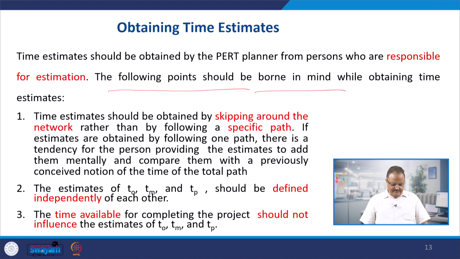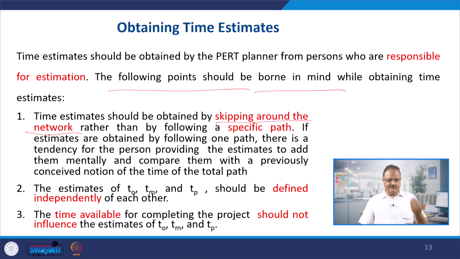Number one, time estimates should be obtained by skipping around the network, right? The whole network we have to take into consideration. We are not to follow a specific path. If we only ask the person who is estimating the time to give the time for a specific path, then he may be biased and he may give you the shortest, or the most likely, or the pessimistic time. So, you don't care about that.